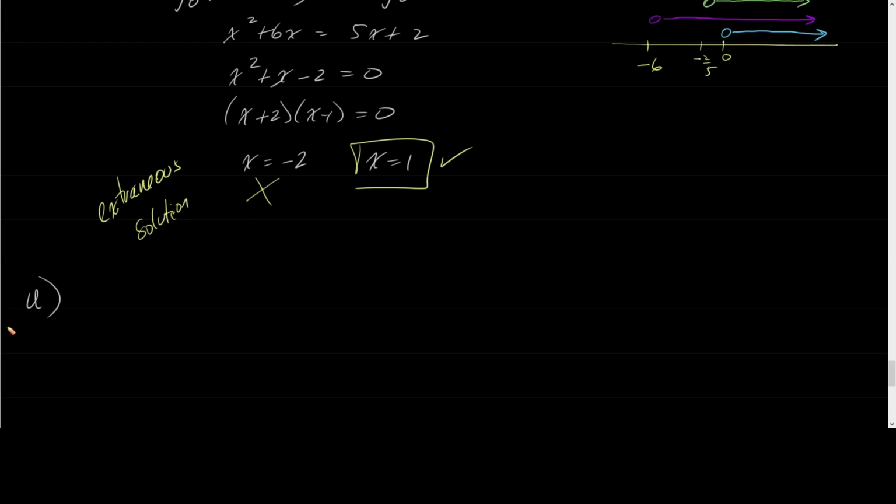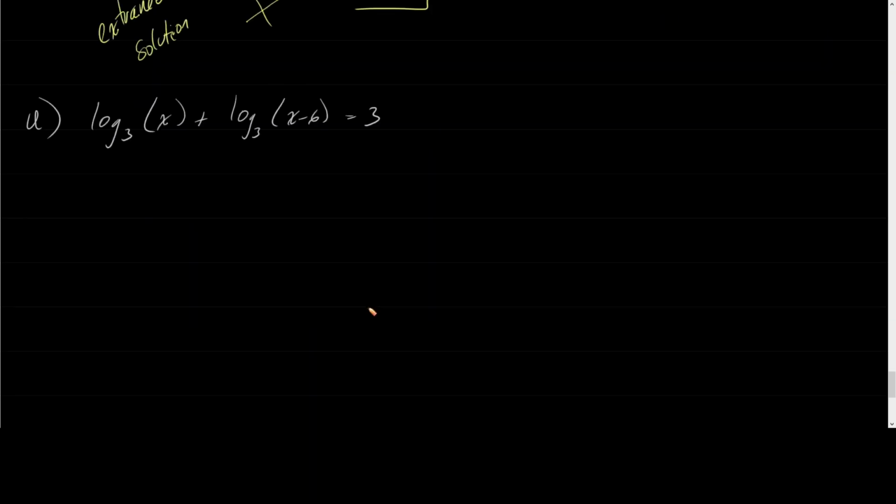Let's say that I have log base 3 of x plus log base 3 of x minus 6 is equal to 3. So very first thing, combine the logs, right? We want to have at most just one log on each side. So I'm going to write it as log base 3 of x times x minus 6 is equal to 3. Exponentiate both sides with base 3.